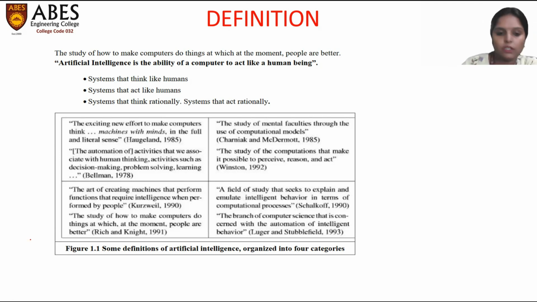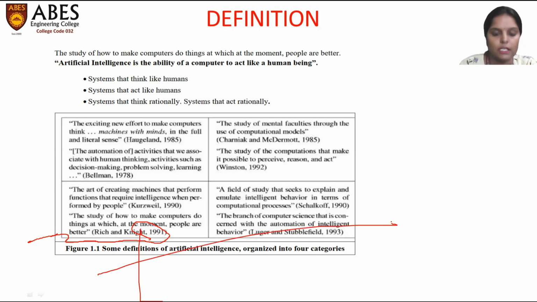And then Rich and Knight in 1991 said that it is the study of how to make computers do things at which, at the moment, people are better. Now, these are all the definitions of artificial intelligence, and they are divided into four categories. The first is based on the Haugeland and Bellman theory. Then the second one is the Kurzweil and Rich-Knight theory.